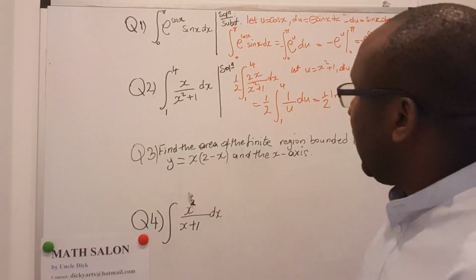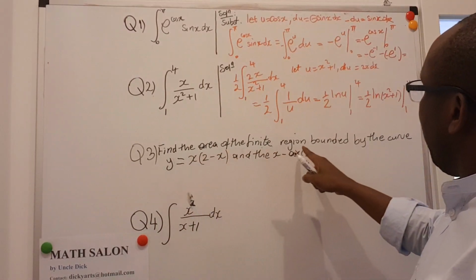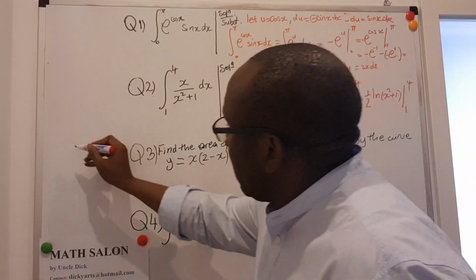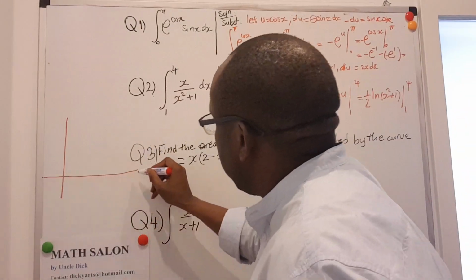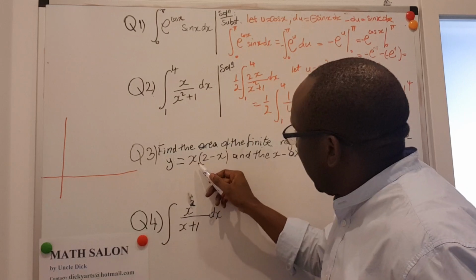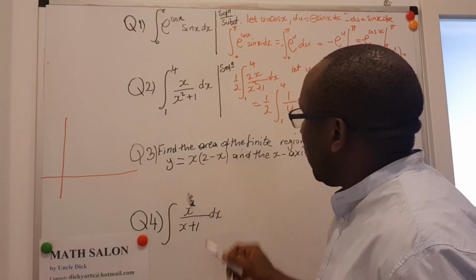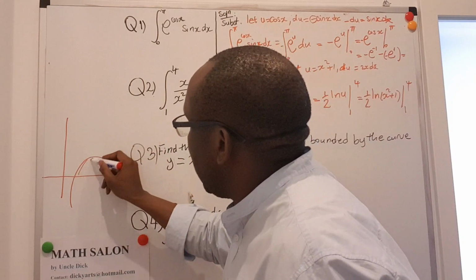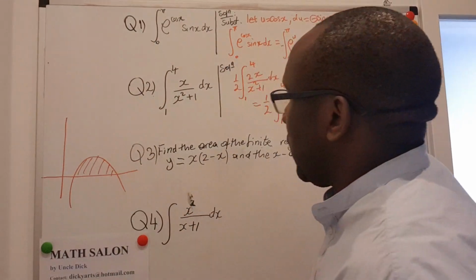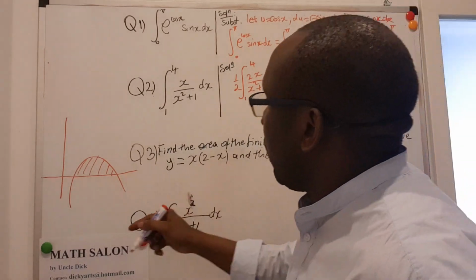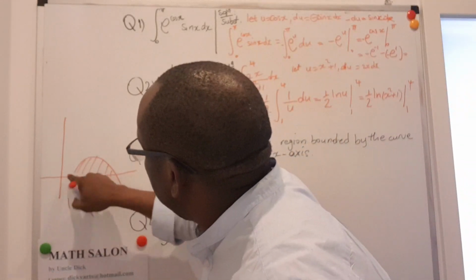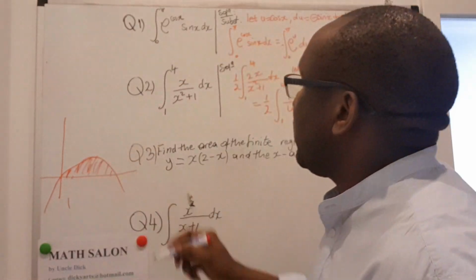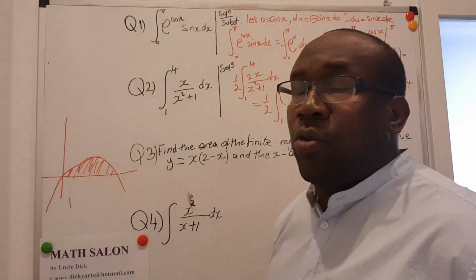For question number 3, find the area of the final region bounded by the curve, this and the x-axis. This is our coordinate axis. If I open this function, I get 2x minus x squared. The coefficient of x squared is minus, so it's a maximum function. So let's say it's something like this. If we want to sketch properly, then it will go something like that. This is just a sketch. So this is the area we are about to look for.